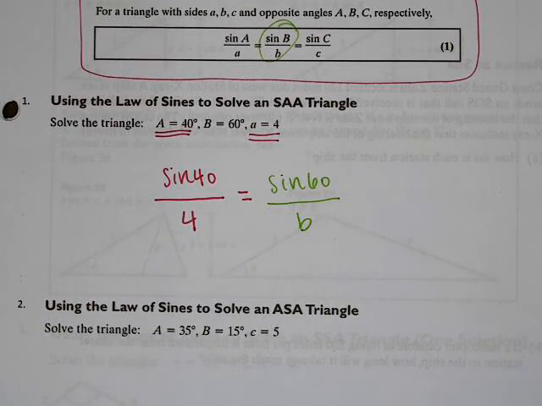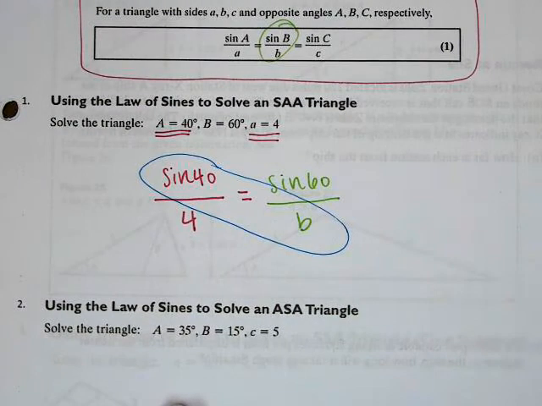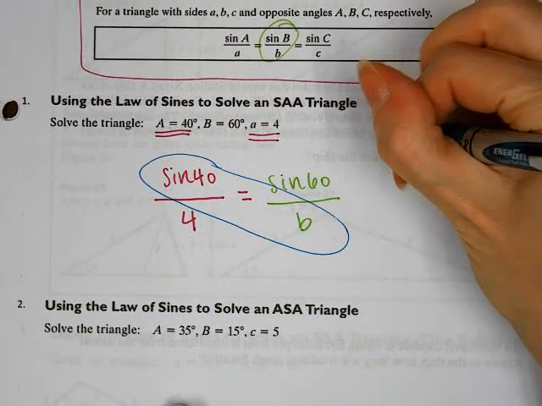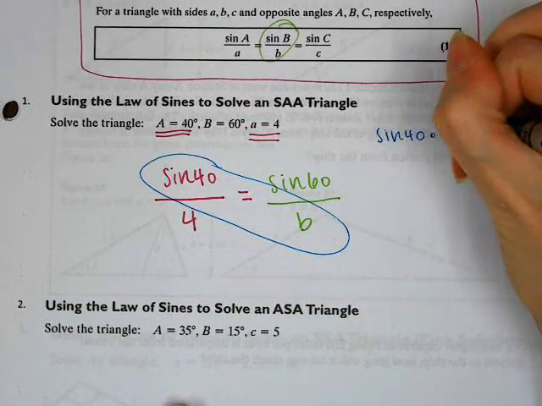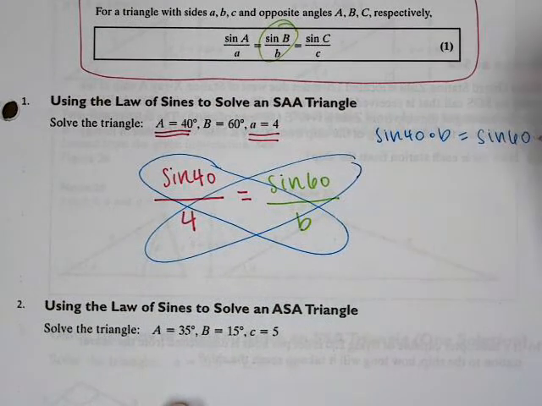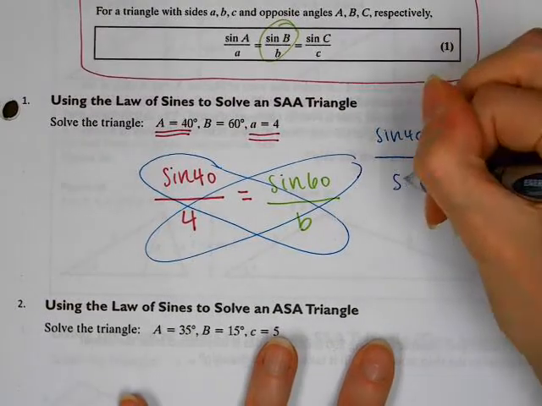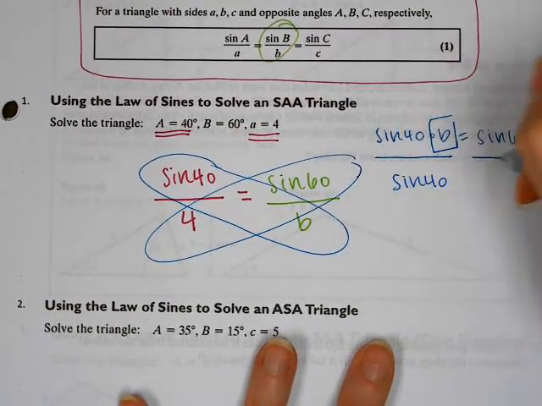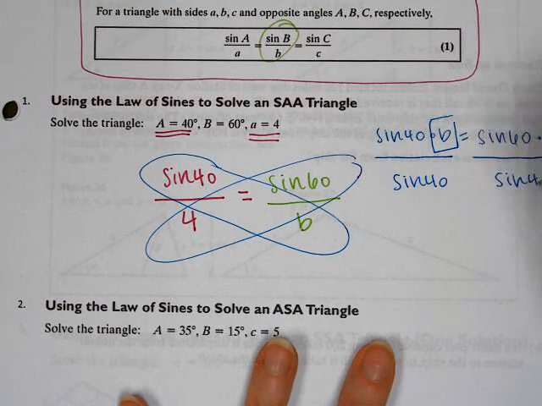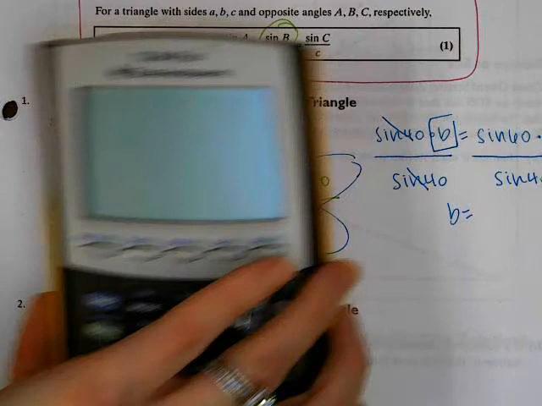All right, so we cross multiply to solve. And it's going to be sine of 40 times B equals sine of 60 times 4. And then if you're trying to solve for B, we're just going to divide both sides by sine of 40. All right, so these cancel, and we'll be able to get B.